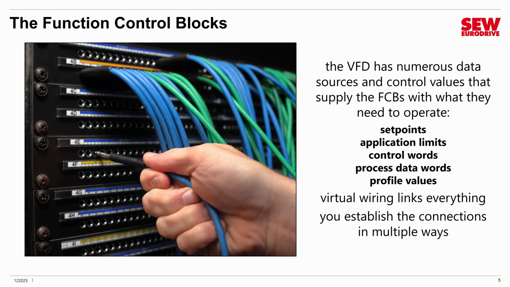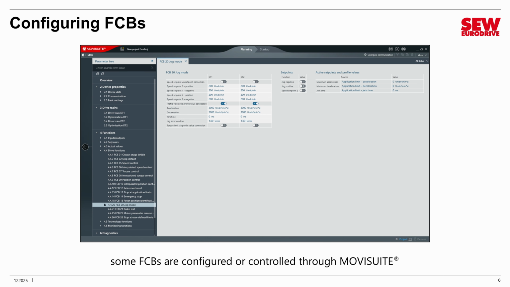It links the data sources to the FCBs. Now, there are many, many different ways that you can connect things. You can establish these connections in multiple ways, and I'd like to take a look at that for a few minutes. Some FCBs are configured or controlled directly through MOVI-Suite. Now, when you're in MOVI-Suite, you go to the Functions menu, and then you find the Drive Functions menu and expand it. You will see all 18 FCBs there.